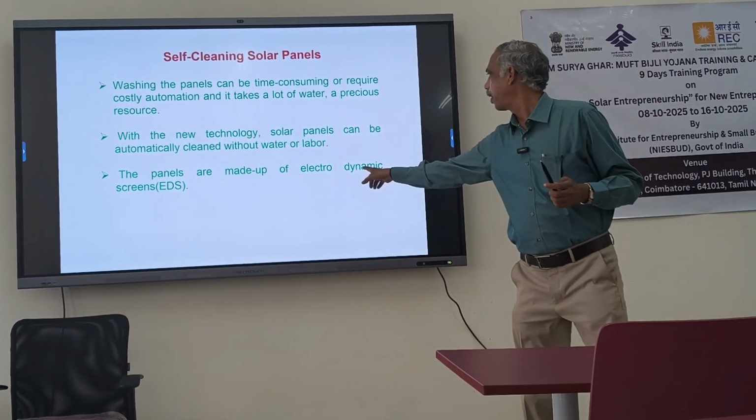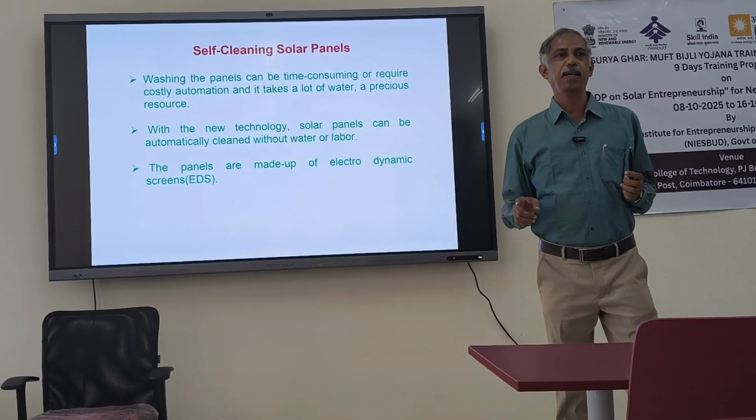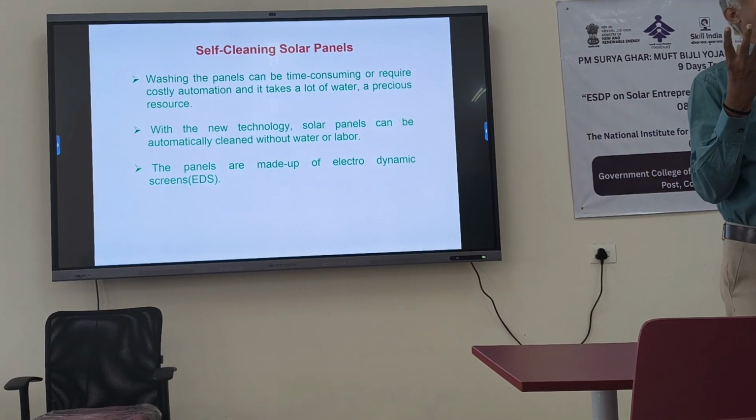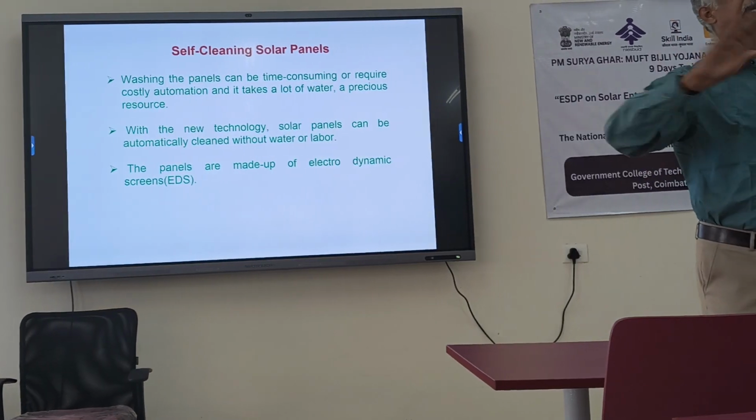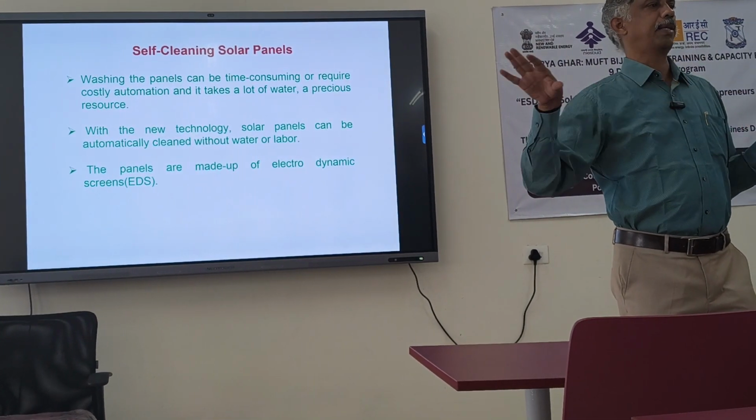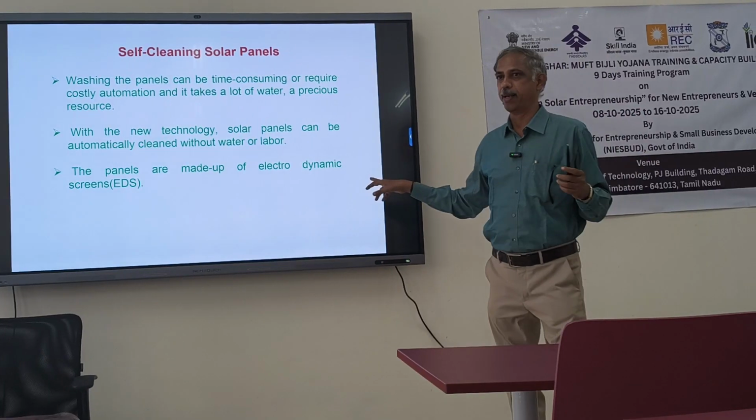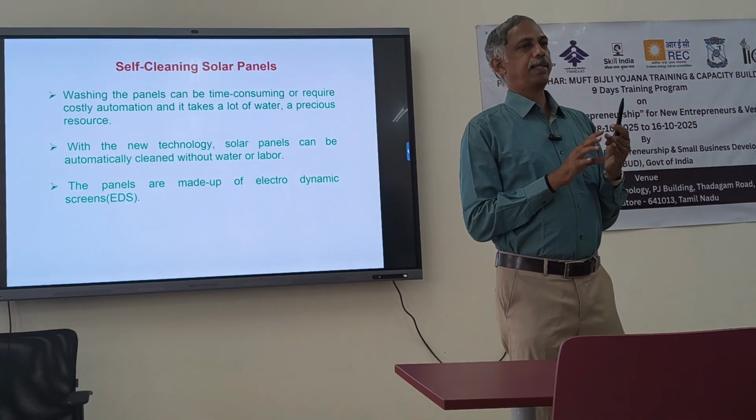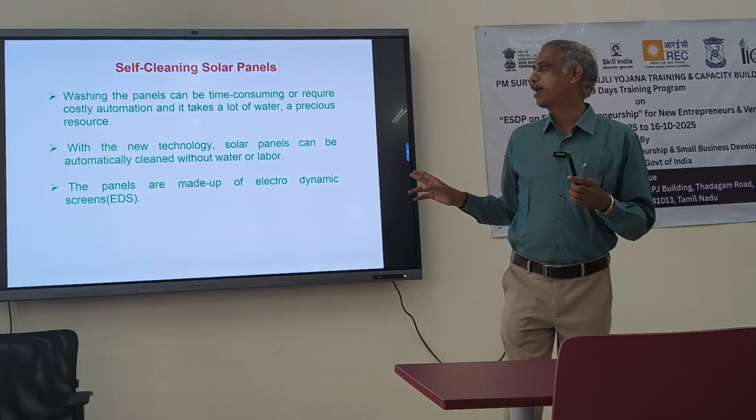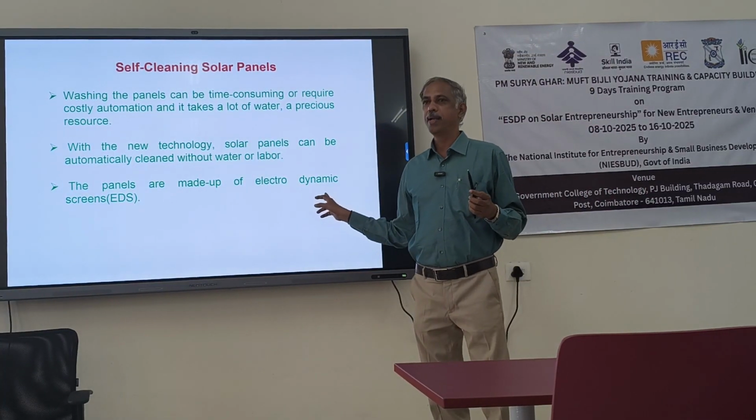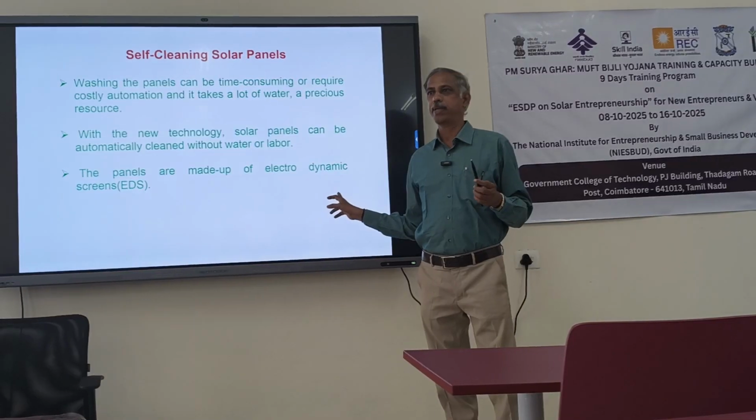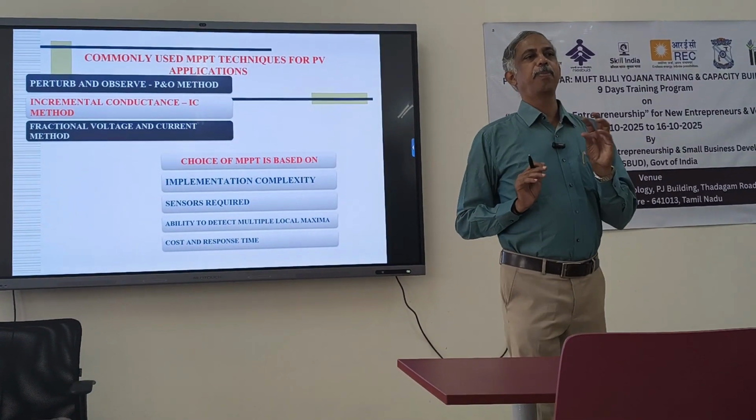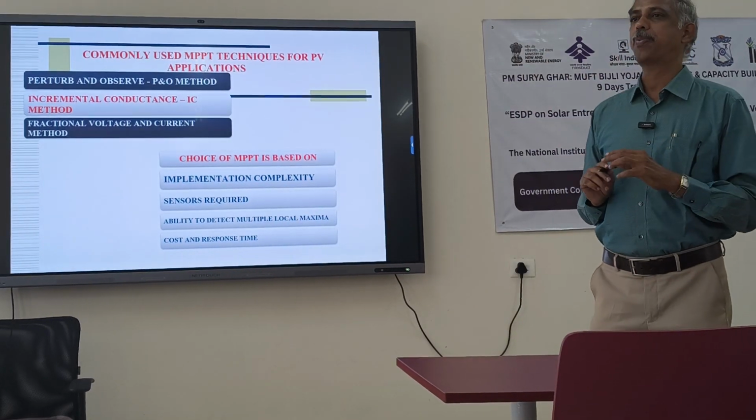This technology, electrodynamic screening technology, is one such technology. When AC is passed, it creates a field that sweeps the dust and debris over the panel. It's an automatic cleaning, so we are saving water as well as manual labor. So this technique can be incorporated in future. Okay, so that is a tip on how to maintain the solar panel for proper operation.